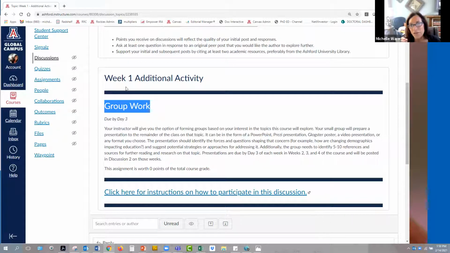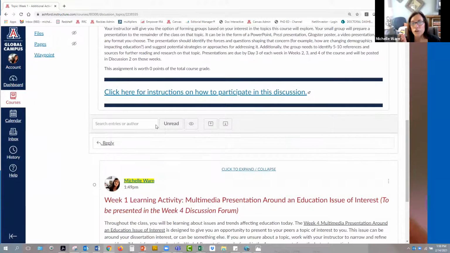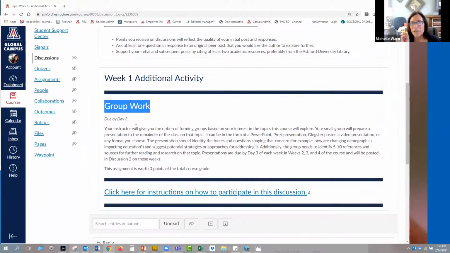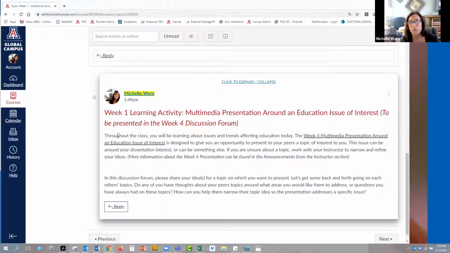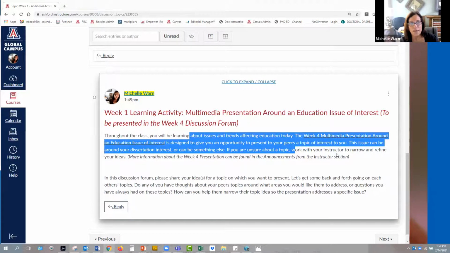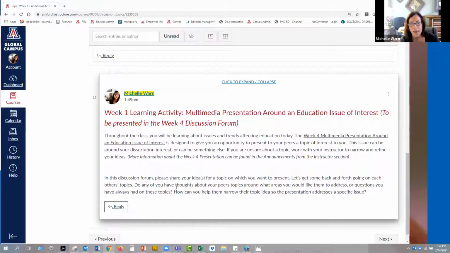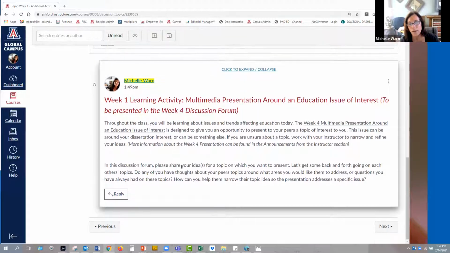So in each of these weeks there's an additional activity, in weeks 1 through 4. You're going to just touch base with me on how you're doing with your topic. Are you stuck? Do you have any questions, et cetera? I've started out the week 1 learning activity with a brief description of this multimedia presentation. What is it, and what are you going to do? And in this forum in week 1, I'm going to ask you to share your ideas for your dissertation topic. What do you think you want to present?